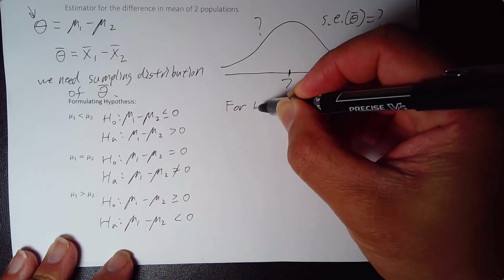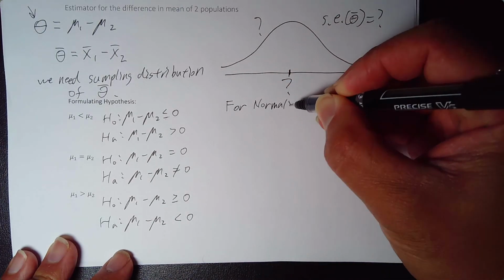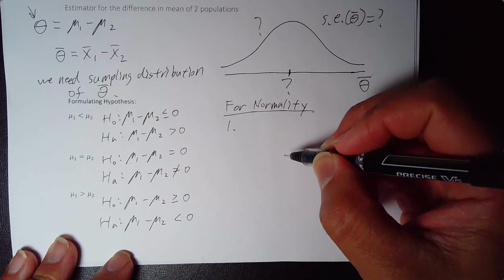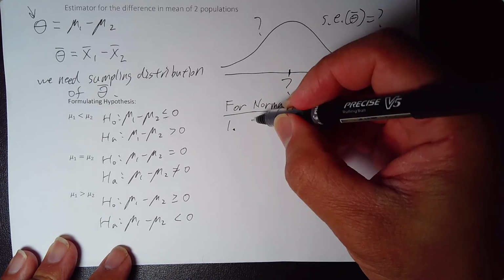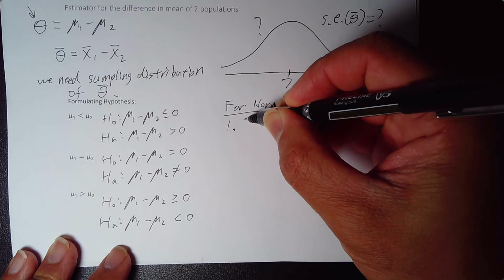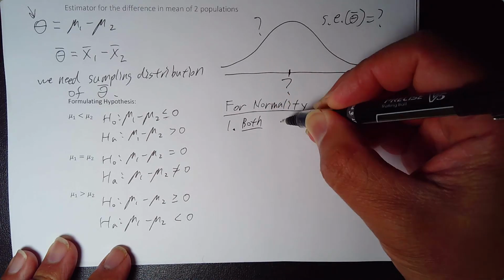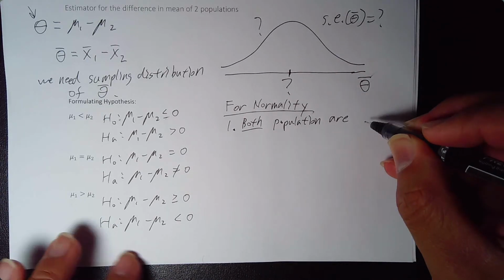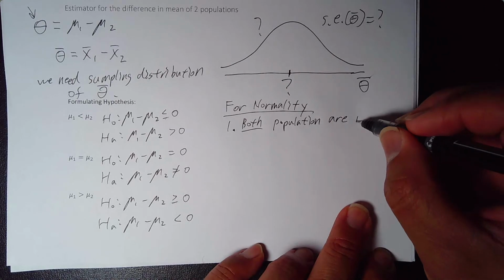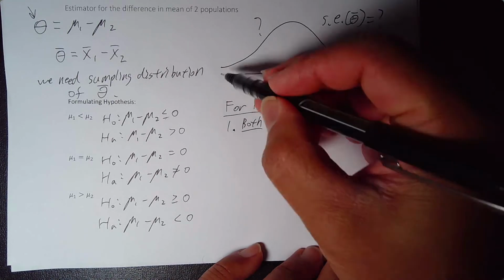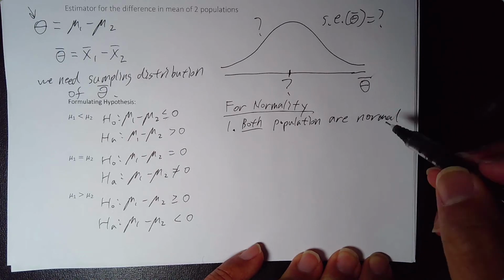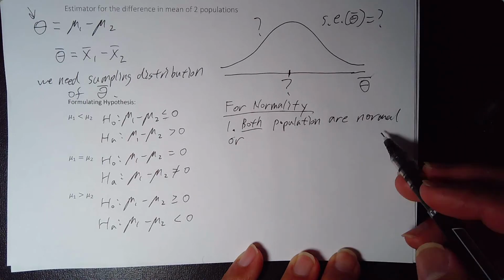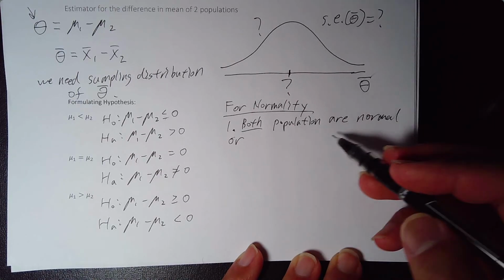So for normality, the central limit theorem applies here as well. So we just need one of two things. We don't need both, we just need one of them. So one is that both populations are normal. If both populations are normally distributed, then we can proceed with the test, meaning that we can draw this normal distribution here. Of course, this is a very strong assumption, and most of the time we don't know, and that's why it's a strong assumption.